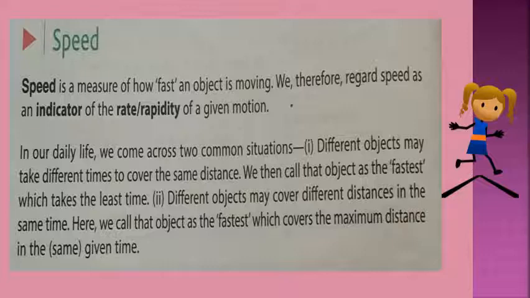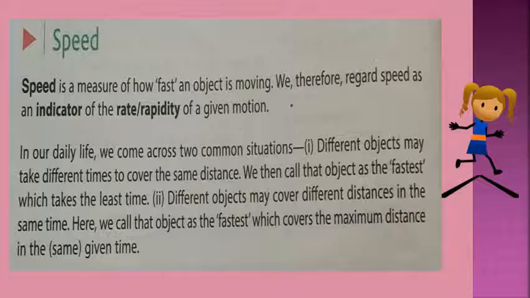Suppose you two friends are coming by bicycle to school. One takes less time and one takes more time. Now think, whose speed is more? Naturally, the student who takes less time to reach the school has more speed as compared to the student who takes more time to reach the school.